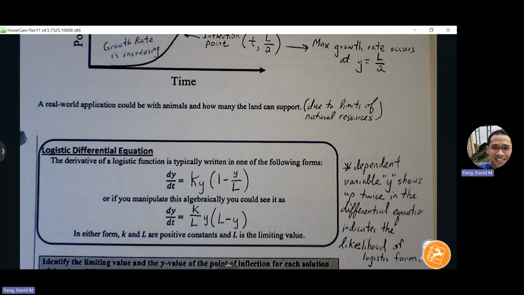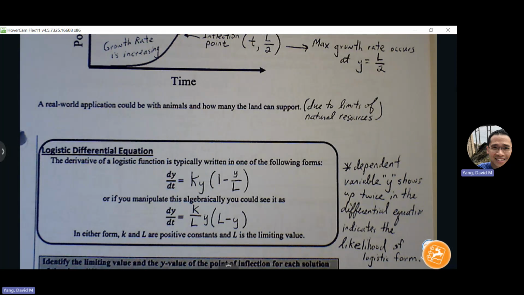So dy/dt indicates your rate of growth. Your dependent variable y, because my independent variable is time. So as time passes, my dependent variable y shows up twice in the differential equation, which indicates the likelihood of logistic form. So when you see y show up twice within your differential equation, that's usually an indication or a kind of a hint that you're looking at a logistic differential equation.